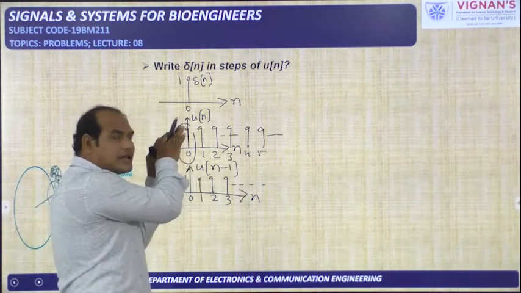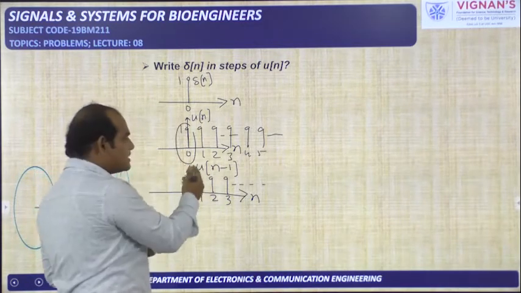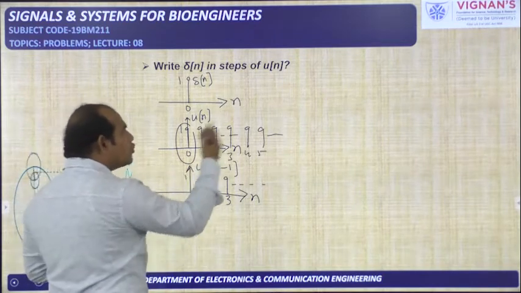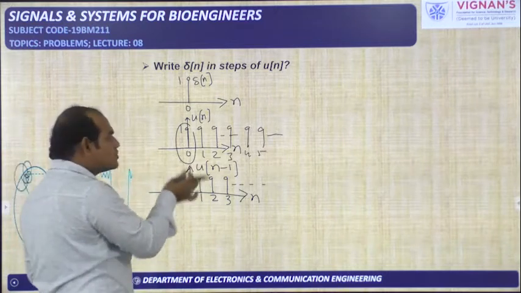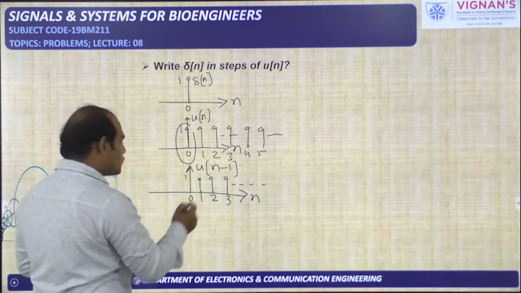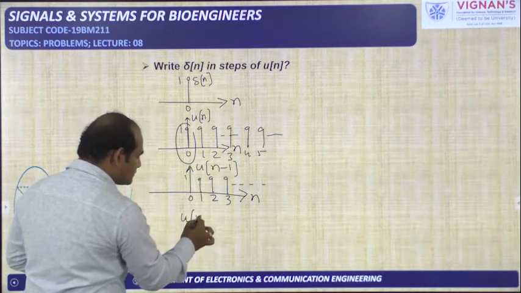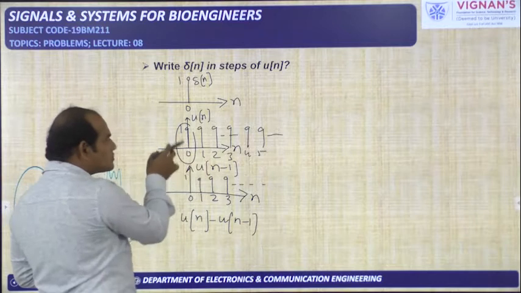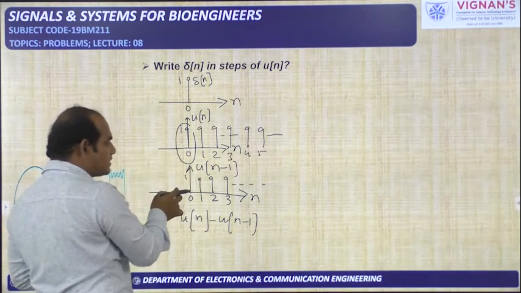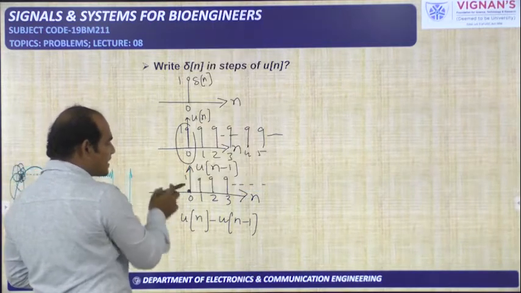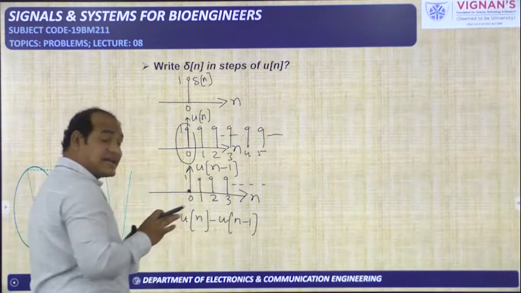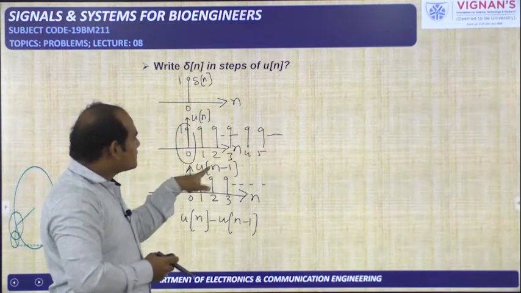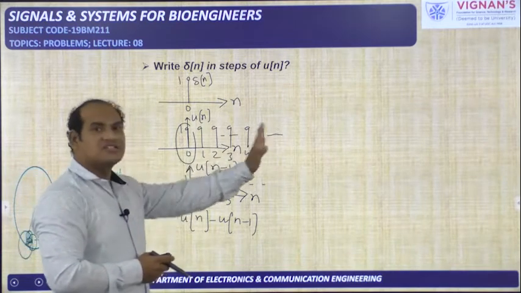If you shift the signal to the right side by 1 second, that is u of n minus 1, you will get this one. Now whatever you don't want in u of n, that is available here, so you subtract that one. So finally you will get u of n minus u of n minus 1. You see here, at n is equal to 0, amplitude is 1, and here amplitude is 0 actually. So 1 minus 0 is 1 only you will get, that is at exactly n is equal to 0. And for the remaining time, 1 minus 1 is 0, 1 minus 1 is 0, all are zeros.